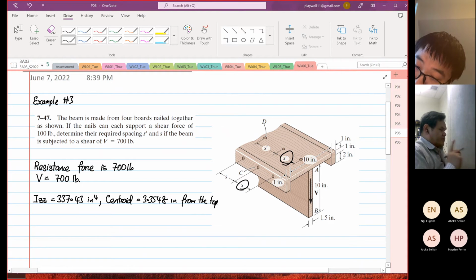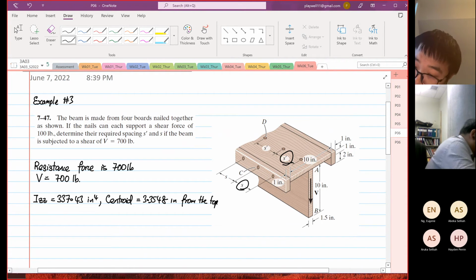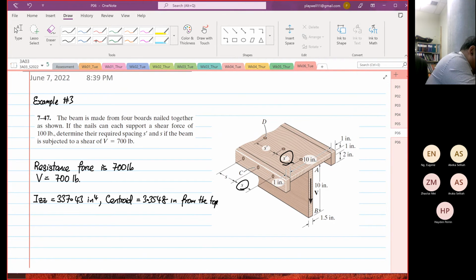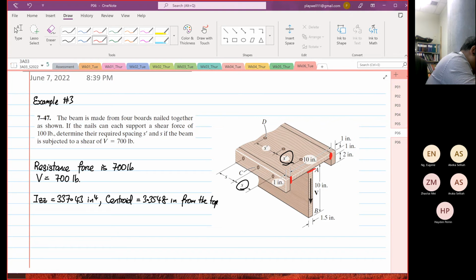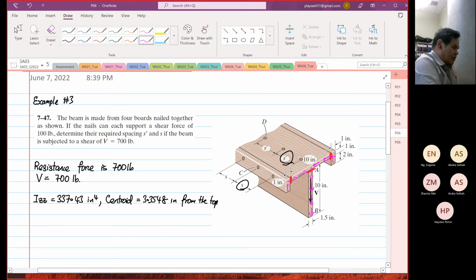Now this problem is interesting. Let me tell you why. Where will failure occur? Failure will occur at this point out here. Failure will occur over here, on the left hand side, on the right hand side, or at the joint over here. That's where failure will occur. So if we were to construct the shear flow, it will look like this. It will come here. That's how the shear flow will occur.